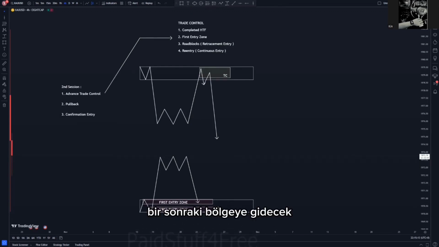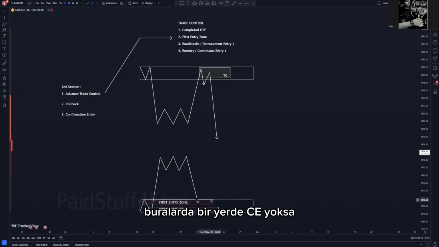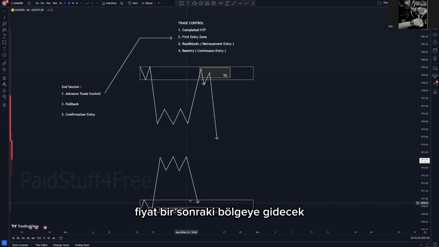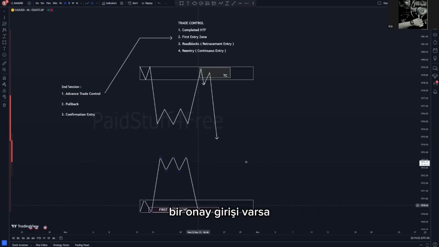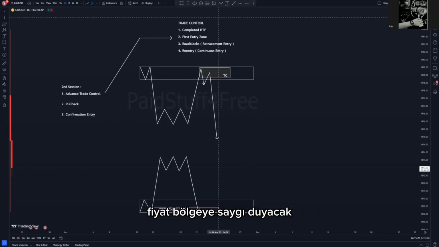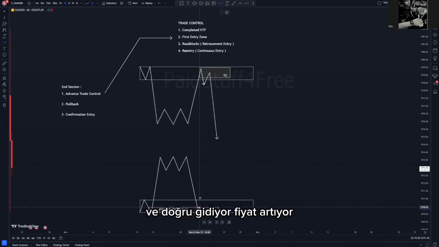Yeah, it will go to the next zone. Yeah, exactly. It will go to the next zone, right? So if there is no CE somewhere on here, the price is going to go to the next zone. When the price gets into the next zone like this, if there is a confirmation entry, what will happen? The price is going to respect the zone, right? And going up, right? The price is going up.